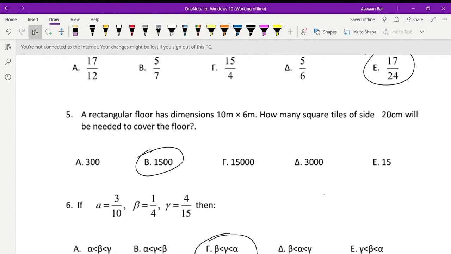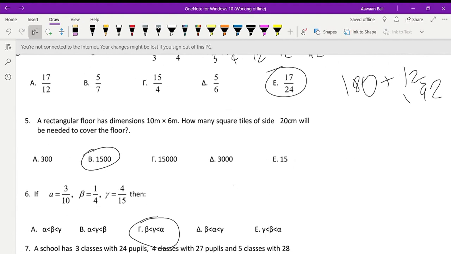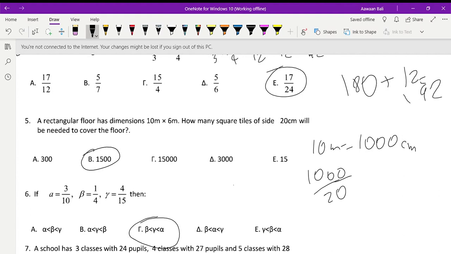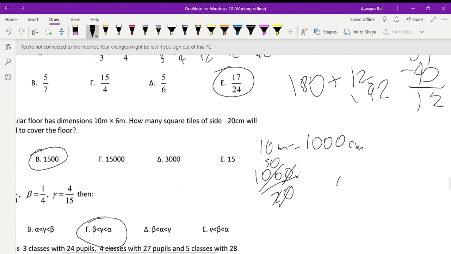Now, a rectangular floor has dimensions of 10 meters by 6 meters. How many square tiles of side 20 centimeters will be needed to cover the floor? First, we have to look at the dimensions. Now, of side 20 centimeters, that's going to be a lot, since 10 meters is equal to 1,000 centimeters. So 1,000 divided by 20 is basically 50. And now 600 divided by 20, and 6 meters is equal to 600 centimeters.